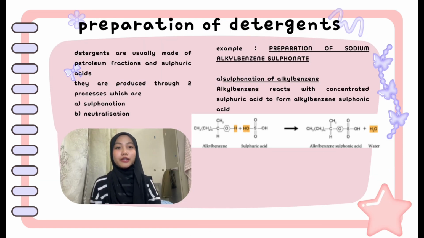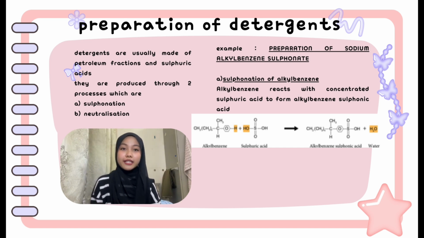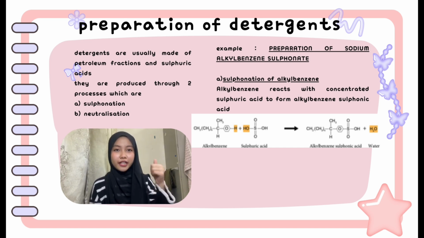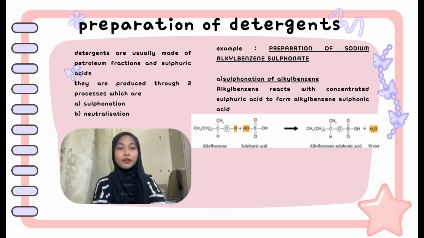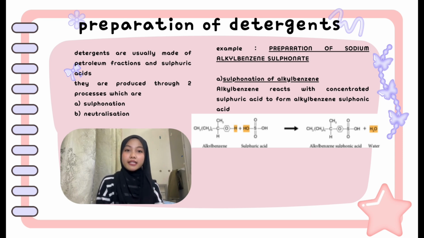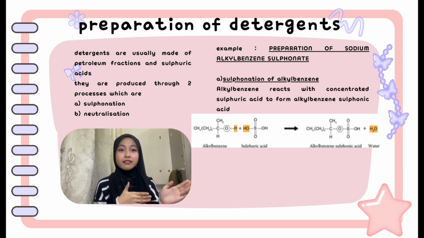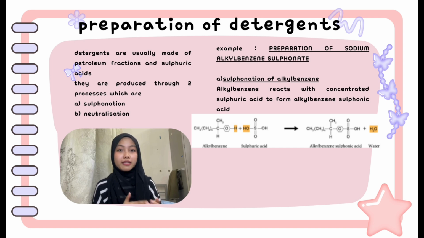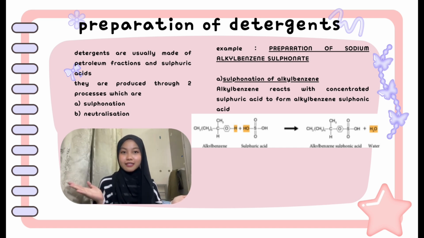Okay, now I will talk about the preparation of detergent. Detergents are usually made of petroleum fractions and sulfuric acid. Detergent can be produced through two processes, which are sulfonation and neutralization. For example, the preparation of sodium alkyl benzene sulfonate: alkyl benzene reacts with concentrated sulfuric acid to form alkyl benzene sulfonic acid.